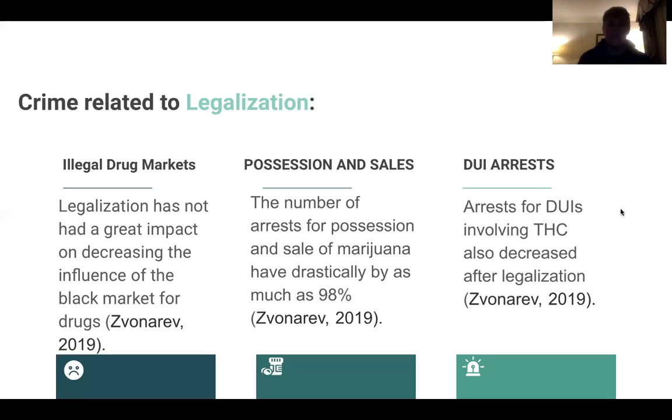Finally, DUI arrests and DUIs involving THC have greatly decreased in two stages after legalization. The first being immediately after legalization happens, and the second being after retail sales are started in the states.